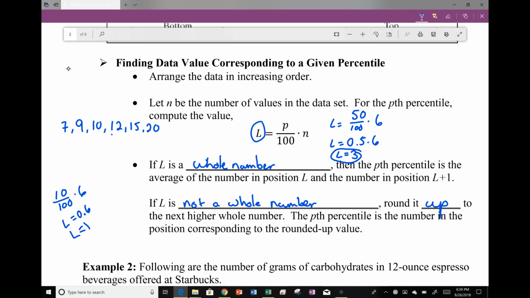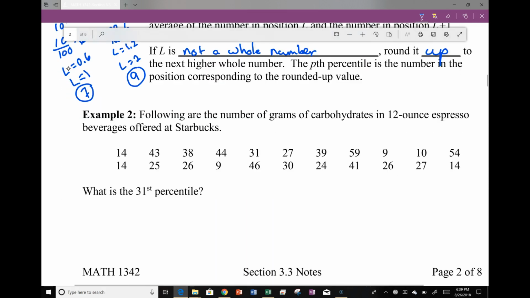If I look for the 20th percentile, that's going to be 20 divided by 100 times 6, which is 1.2. Normal rounding rules tell me to round down, but in the case of percentiles, I'm always going to round up to the next number. So in this case, 7 was the 10th percentile, and 9 is the 20th percentile. So let's look at an actual example.